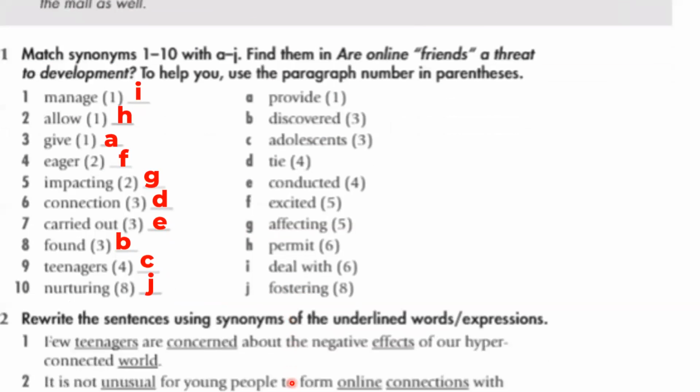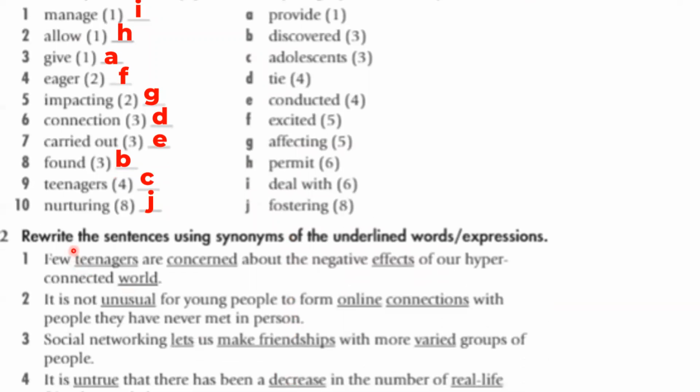Very well. Now, let's move on to exercise number 2. Here we have some sentences with some underlined words. You are going to rewrite these sentences using synonyms of these underlined words or expressions. Right? For example, here you have: few teenagers are concerned about the negative effects of our hyper-connected world. Well, we know that another word for teenagers is adolescents. So you can say few adolescents, and then you have to look for synonyms for these words.